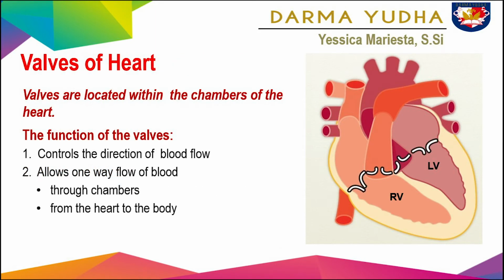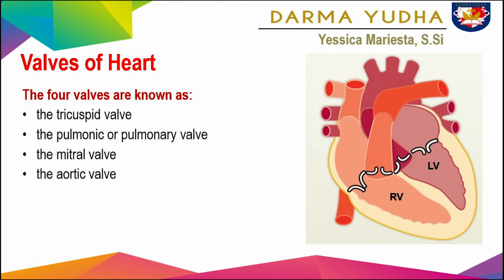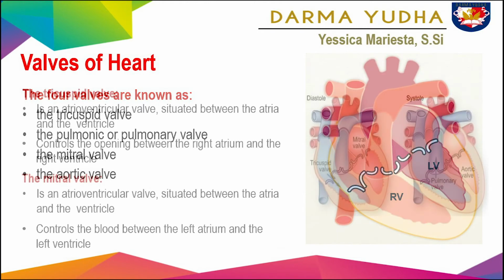Valves of the heart. Valves are located within the chambers of the heart. The function of the valves is, first, to control the direction of blood flow, and second, to allow one-way flow of blood, first through the chambers, second from the heart to the body. The 4 valves are known as, first, the tricuspid valve, second, the pulmonic or pulmonary valve, third, the mitral valve, and the fourth, the last, the aortic valve.